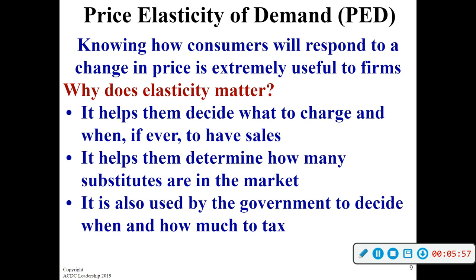It helps firms determine how many substitutes are in the market. The more substitutes there are, the more elastic the good is. We'll get some examples of that. It's also used by the government to decide when and how much to tax a good, because depending on the elasticity determines who pays more of the tax. And we'll look at that a little bit later on, too.